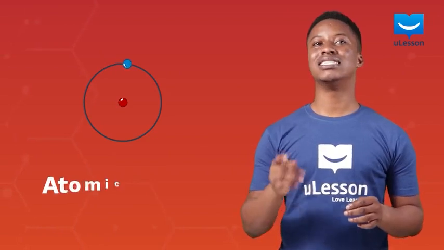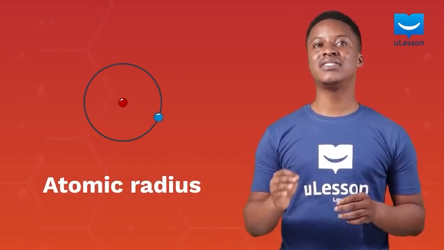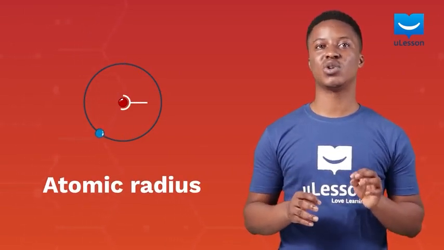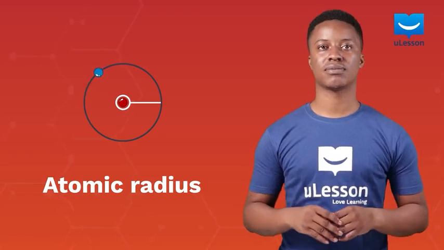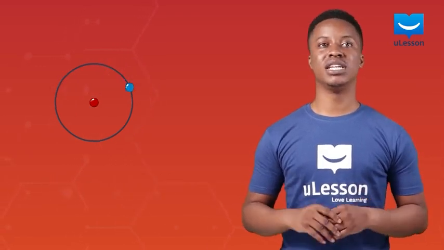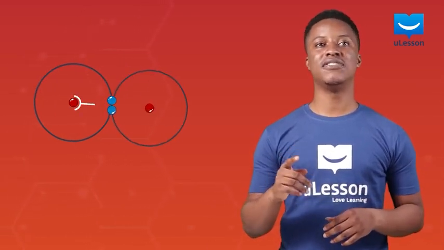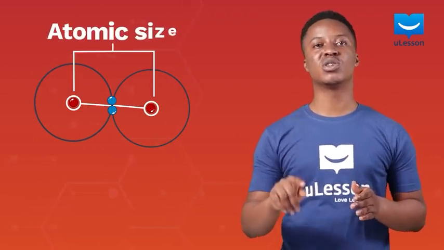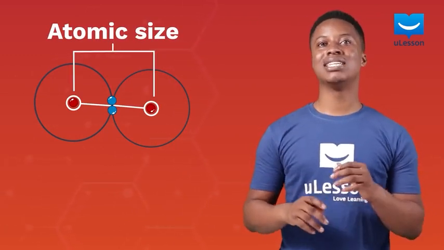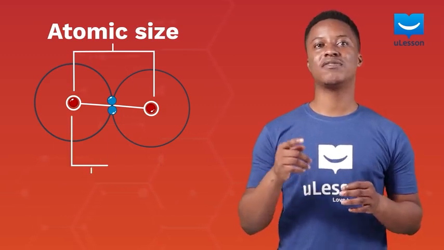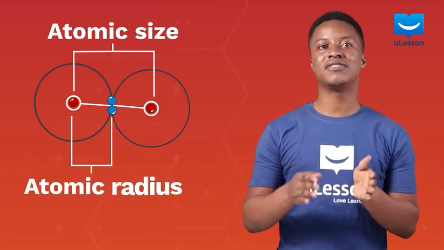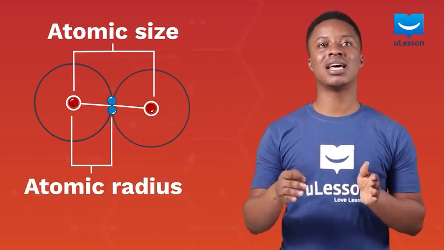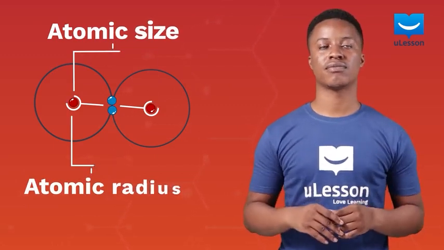It is often called the atomic radius, and it gives the distance from the center of an atom to its outermost shell. In the case of molecules, the atomic size may be given as the distance from the nucleus of one atom to the nucleus of the other atom, while its atomic radius, which is half of the atomic size, is half the distance between two nuclei of a diatomic molecule.